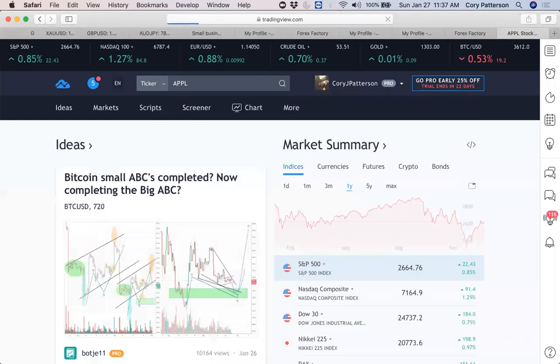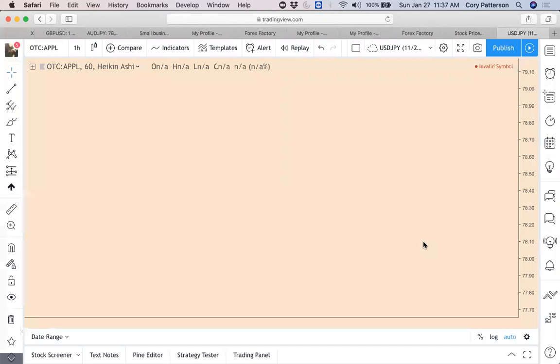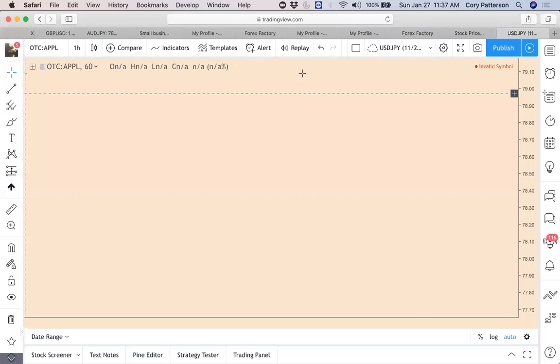So this is Apple. If you were looking to buy Apple, you don't just jump in the trade. Even if you're long term, you don't just jump in just because Apple's going up and you think it's going to keep going up. You want to look for those pullbacks.